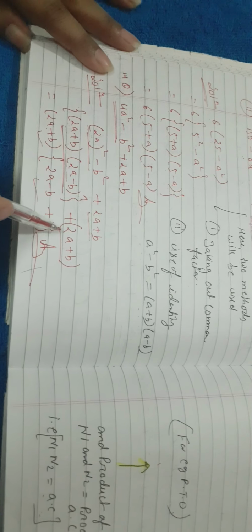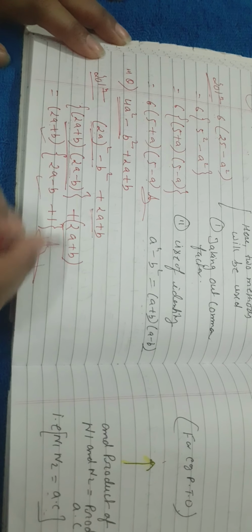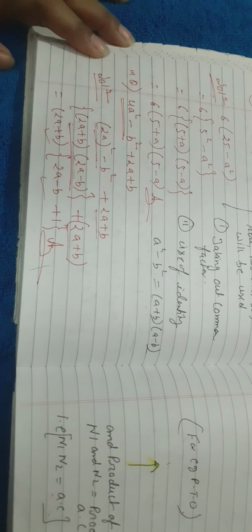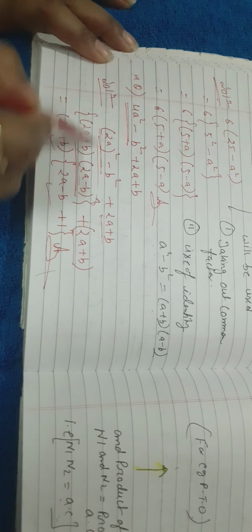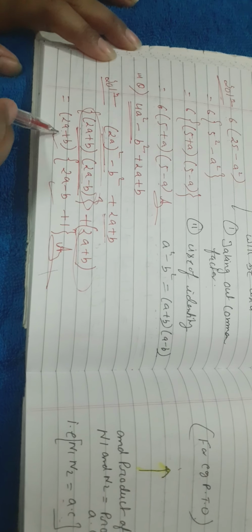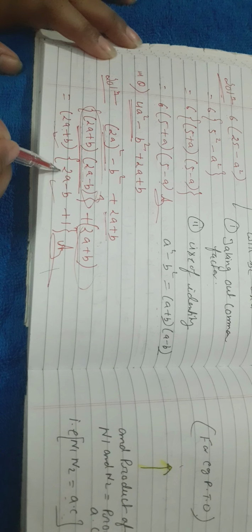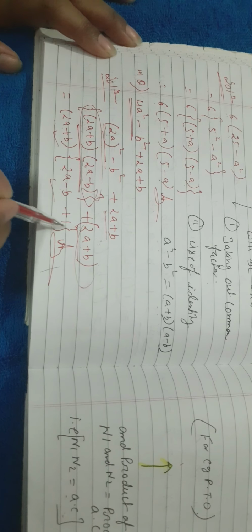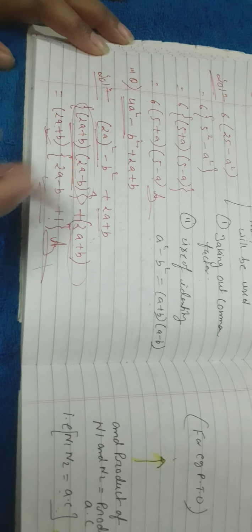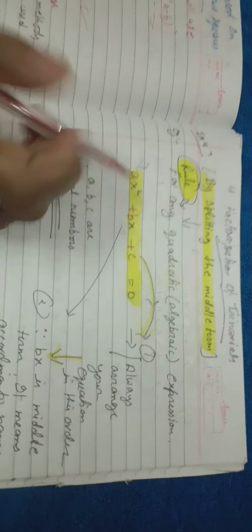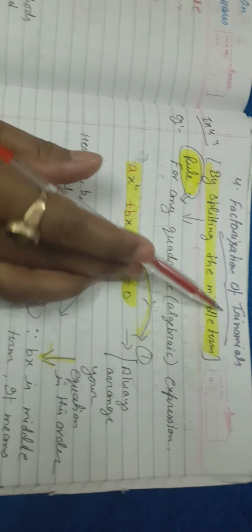Now when I am thinking about these two, I just put a bracket so that it is clear to see. Here is 2a plus b, here is also 2a plus b, so we can take 2a plus b from this place and 2a plus b from this place as common. So here 2a minus b is left and here is nothing, so we will write plus 1. So these are the two factors of this algebraic expression. Now coming to the fourth method, and this method is factorization of trinomials.